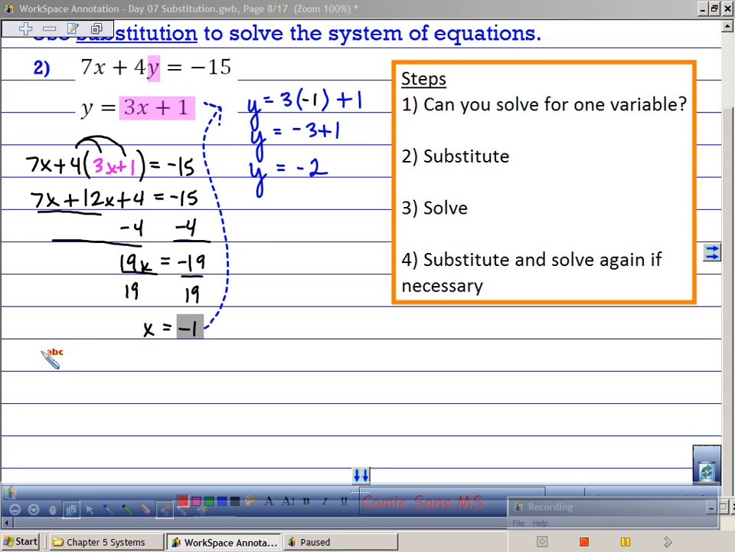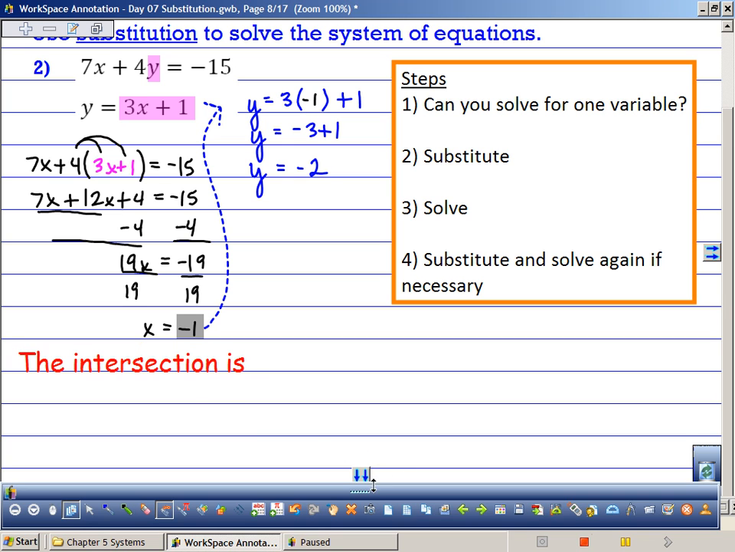All right, so I need to write the intersection. What is my intersection? Negative 1, comma, negative 2.